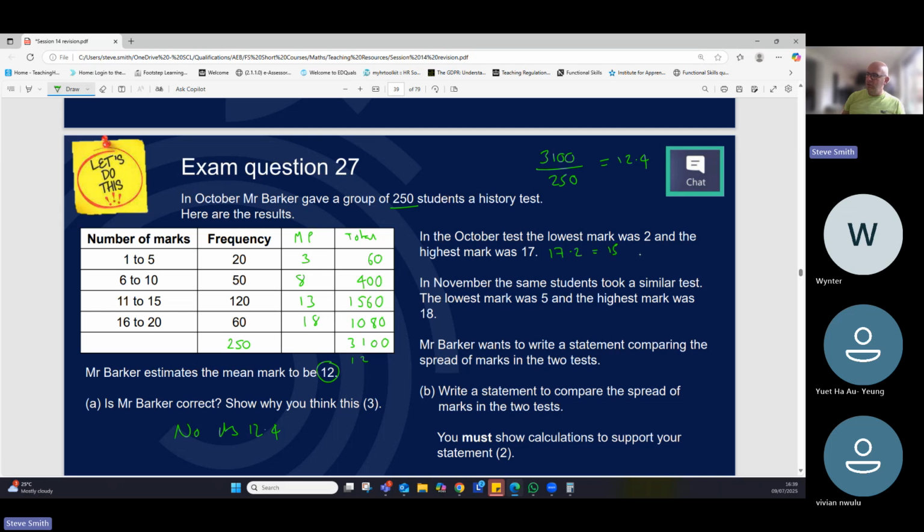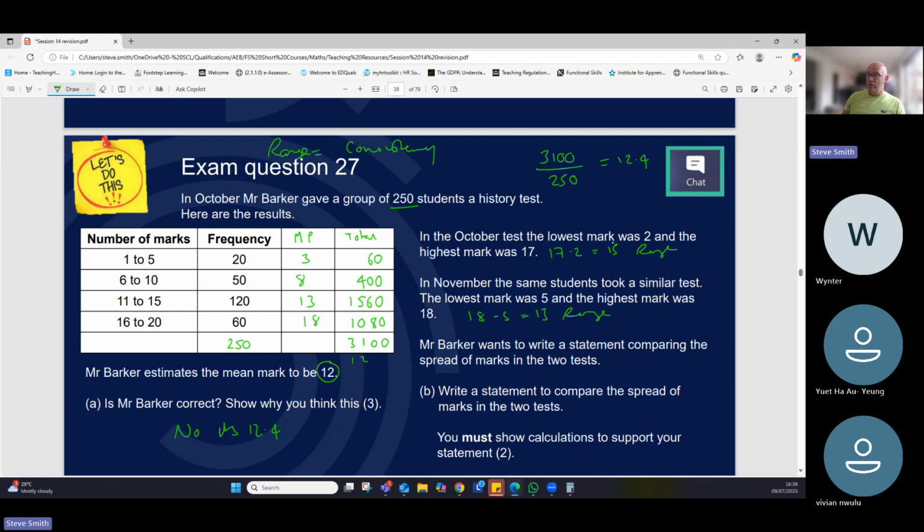So the range in October was 15. The range in November, 18 take away 5 equals 13. So range again. We touched on it yesterday when we did that question where I wrote all the different averages. When we're talking range, we sometimes mention this word, consistency. We could say that the marks were more consistent in November than they were in October.